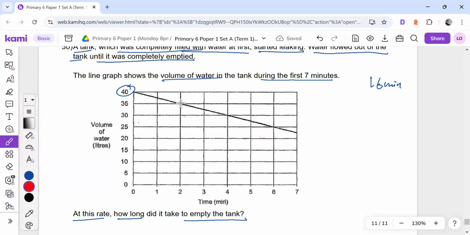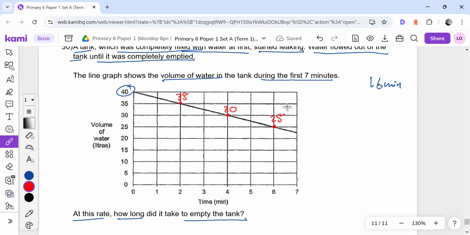But what we are very sure is, do you see the line cuts through the corner? That is what we are very sure. And we look at that. So 40, this is 35, and this is 30. This is 25.